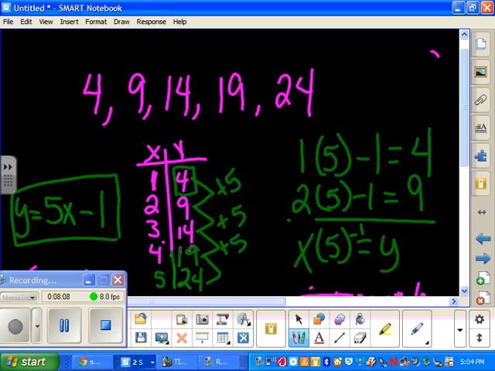You just have to follow those steps. Find your rate of change, use that as your multiplier, and then you either add or subtract to get the number that you need it to equal. And then that will become your rule.